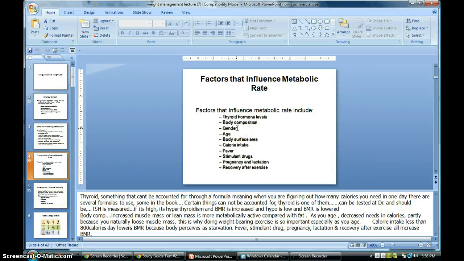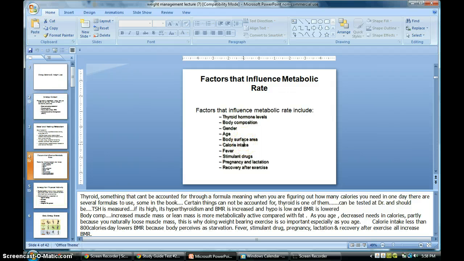Okay? That is why, so we come down to gender. This is why men have a faster metabolic rate than women, because naturally men have more muscle tissue. Women have more fat tissue. That's just the way it is naturally. And because of the body composition, men's BMR, basal metabolic rate, tends to be higher. As we age, our BMR goes down. Body surface area, obviously the bigger we are, the more calories we burn.